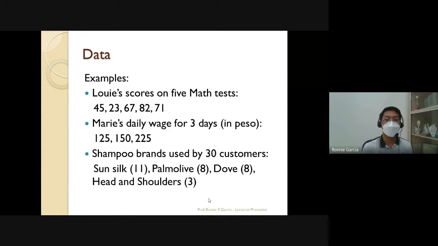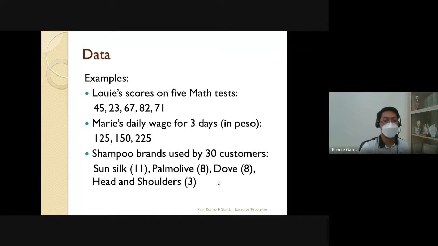Examples of data, we have Louis's scores on 5 math tests. So you got his data. Okay, maybe you get the average and see whether he qualifies for the scholarship or not. So the decision to promote Louis to be a scholar or not should be statistically supported. So you base it on data. So that's a good example. Another is Marie's daily wage for 3 days. Another is shampoo brands used by 30 customers. Say you want to know the most popular shampoo in your purok, so you conducted a survey. The answers that came out are data. Clear?